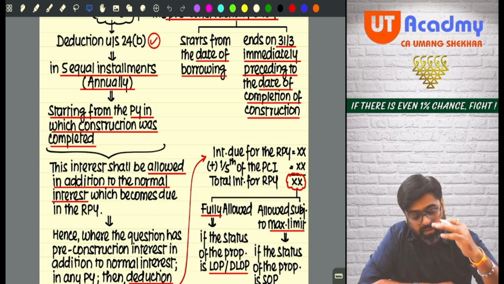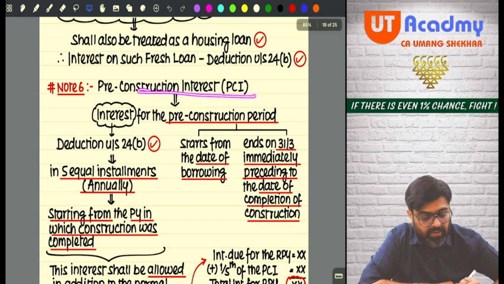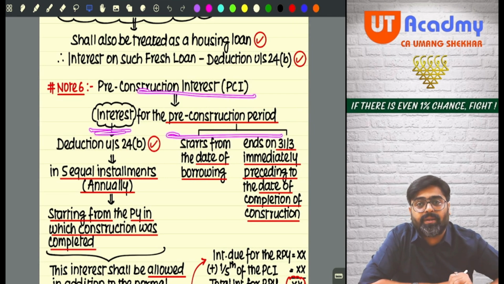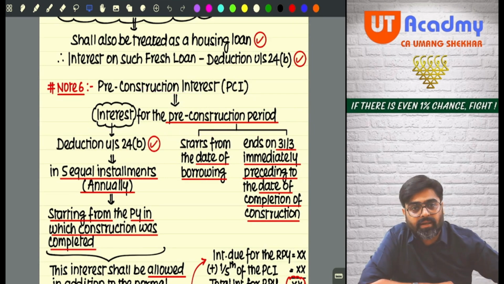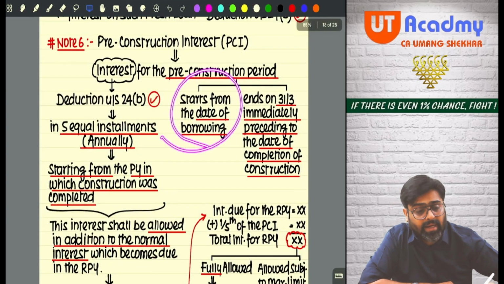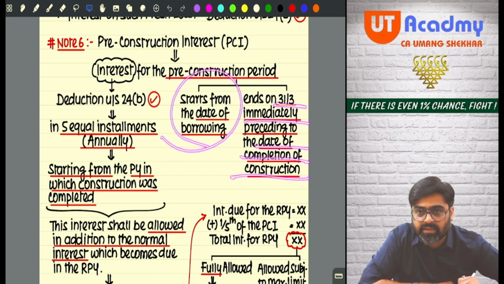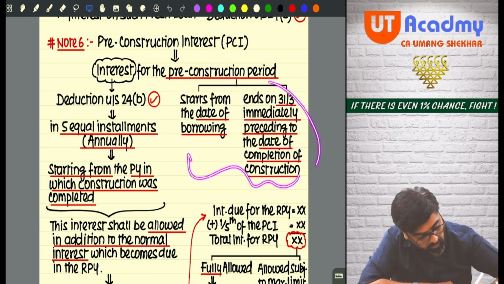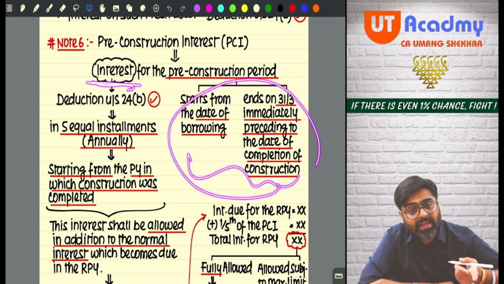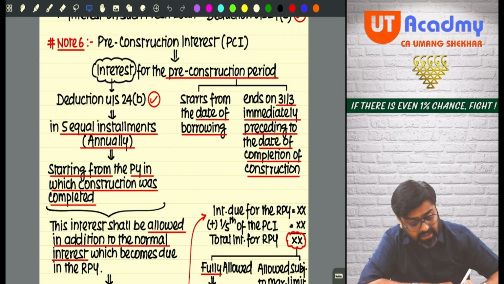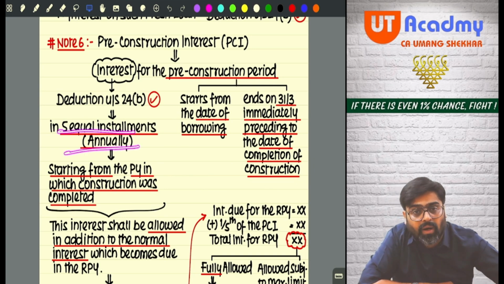Got it? So what is pre-construction interest? Come on, tell me. This is the interest for pre-construction period. What is pre-construction period? The period which starts from date of borrowing, it ends on 31st March, immediately preceding the date of completion of construction. So this is the period for which whatever interest is given, that interest is known as pre-construction interest. Even that is allowed under 24 clause B, but it will be allowed in 5 equal annual installments. Everyone, are you all understanding? Tell me yes.